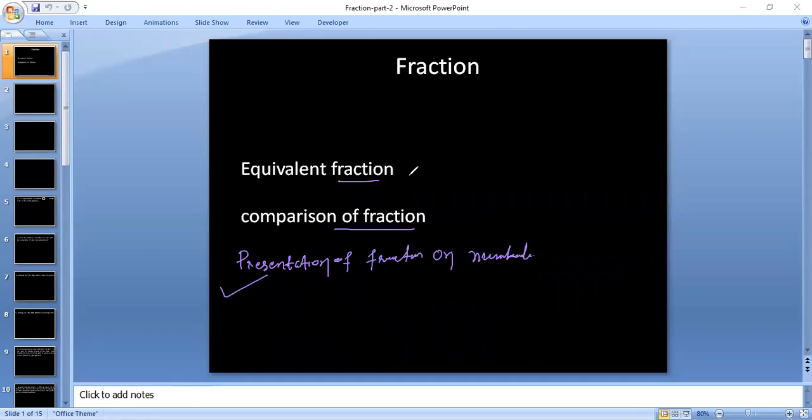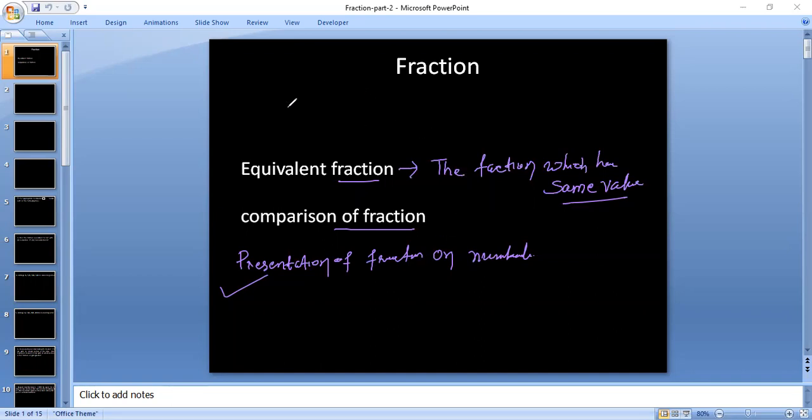Equivalent fractions: the fractions which have the same value. We obtain equivalent fractions by multiplying or dividing both the numerator and denominator by the same number.